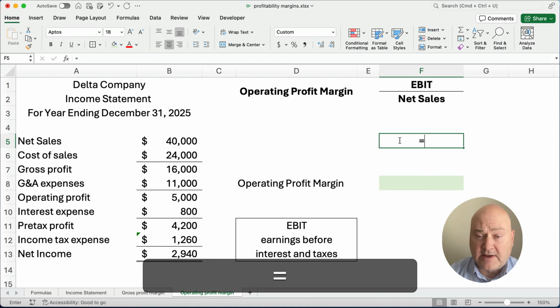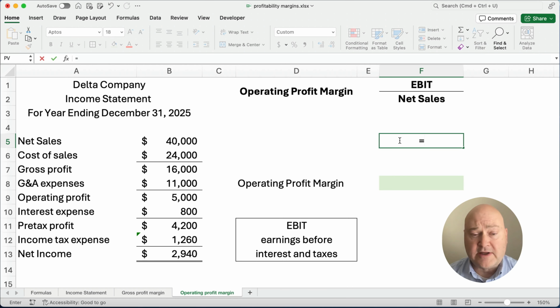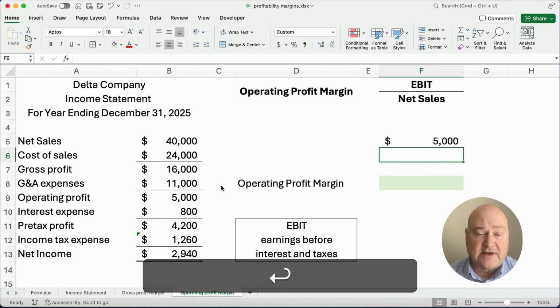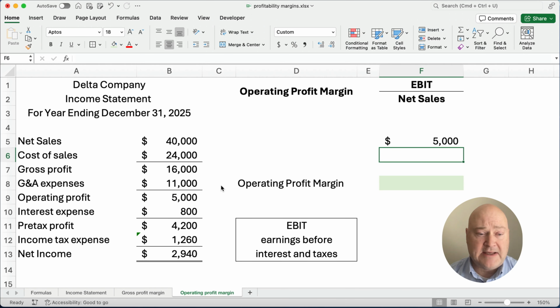Now, we don't have to calculate operating profit or earnings before interest and taxes because we have the number here, but if we had to, we would take the $2,900 plus the $1,260 plus the $800 and we'd get the $5,000. Let's just use the $5,000. $5,000 is our EBIT, or operating profit. Our net sales are $40,000.